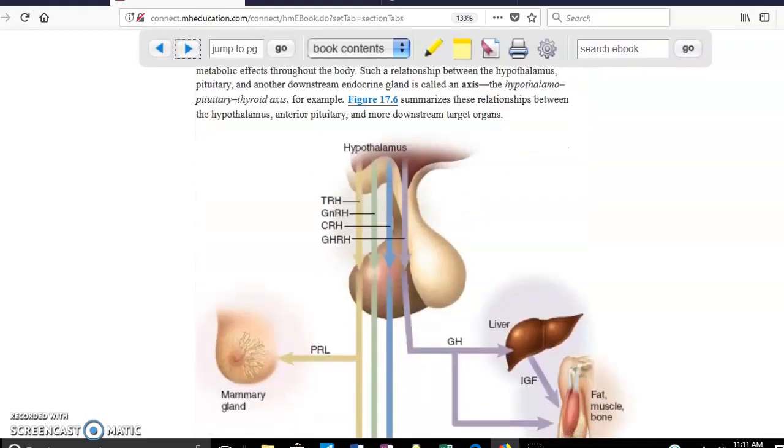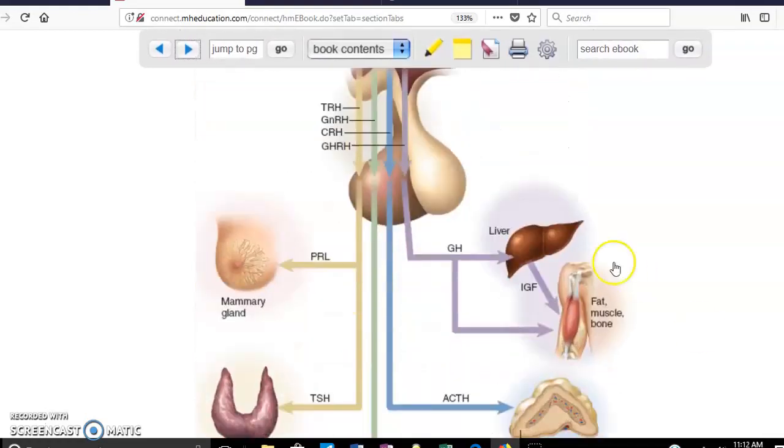In here you have the same thing, but using a drawing. So you have in here the hypothalamus. The hypothalamus is a captain. How does the captain communicate with the sergeant? Using hormones.